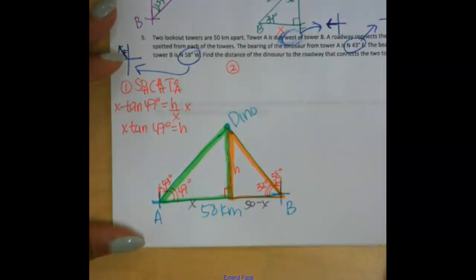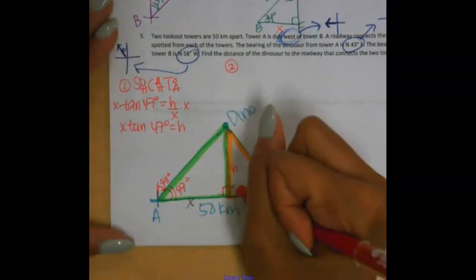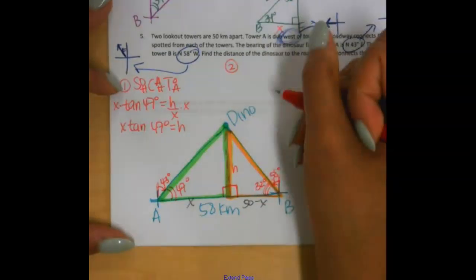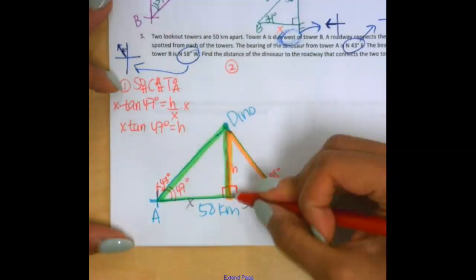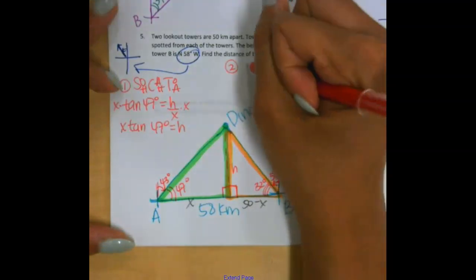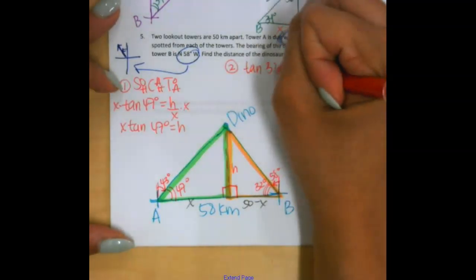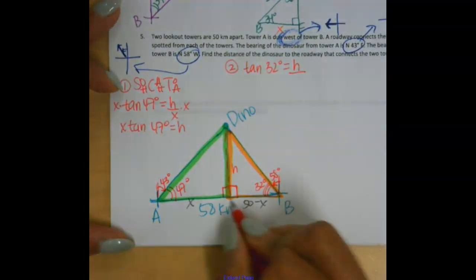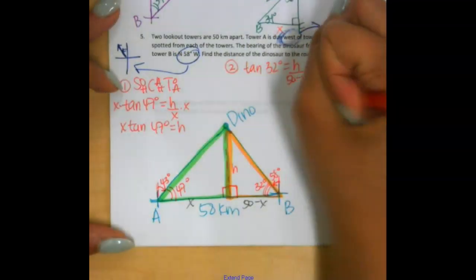Second part, we're going to do the same thing, but in the orange triangle. In that orange triangle, even though I didn't put it, this is also a 90-degree angle. It's a right triangle. So I can use SOHCAHTOA again to find my H side. Okay, we'll just use the 32 degrees. This is another tangent of 32 degrees is going to equal the height, over, in this case, the adjacent side is 50 minus X, and that's okay.